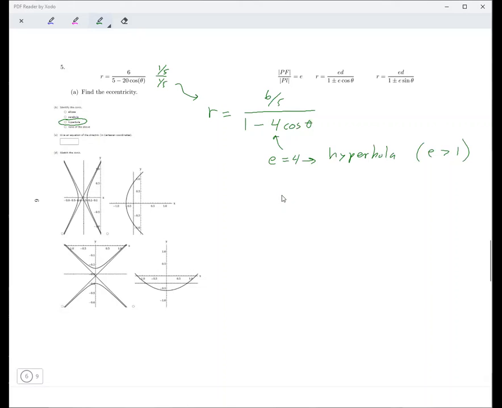For the directrix, we know that the eccentricity times D is going to be 6/5. That's from this numerator right there. We know that the eccentricity is 4, so 4D equals 6/5, so D is going to be 3/10.